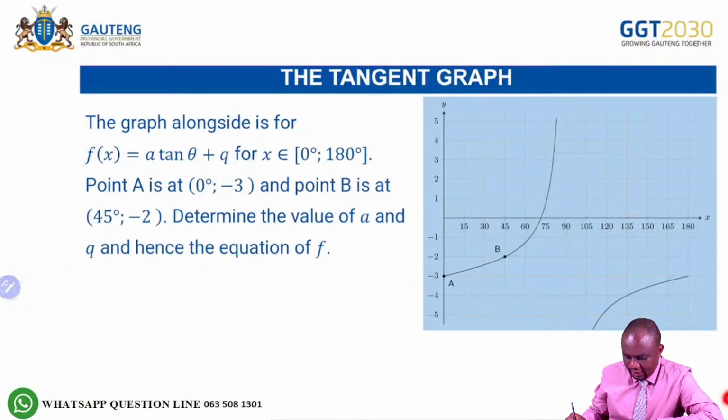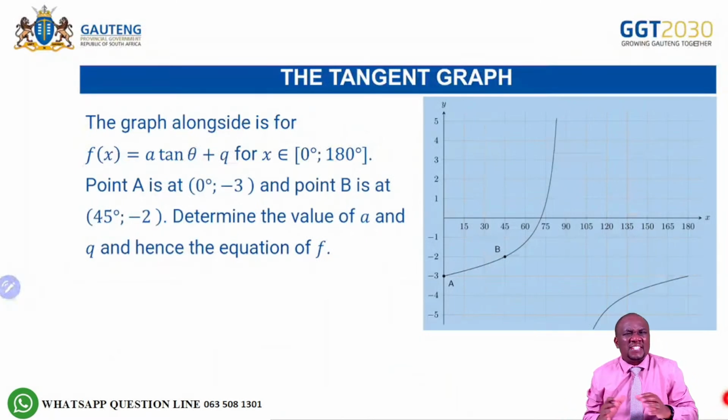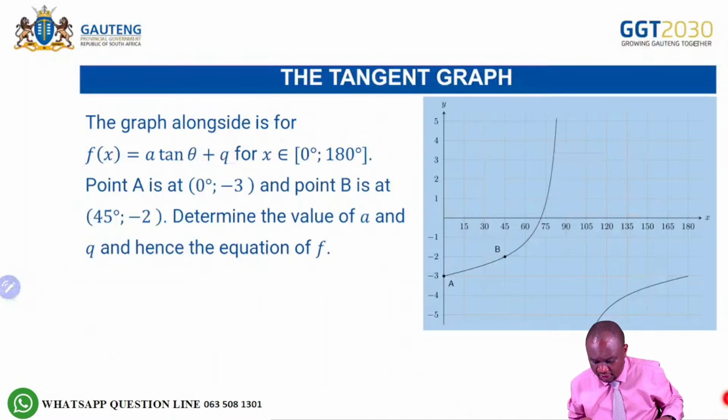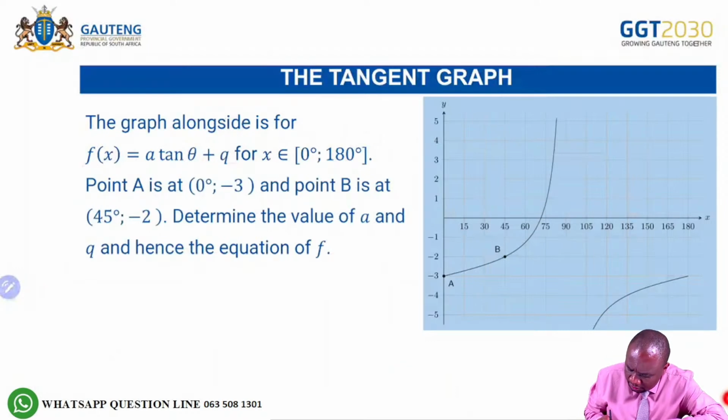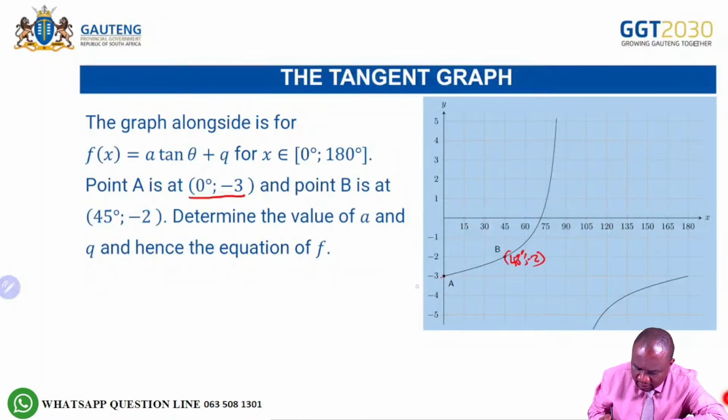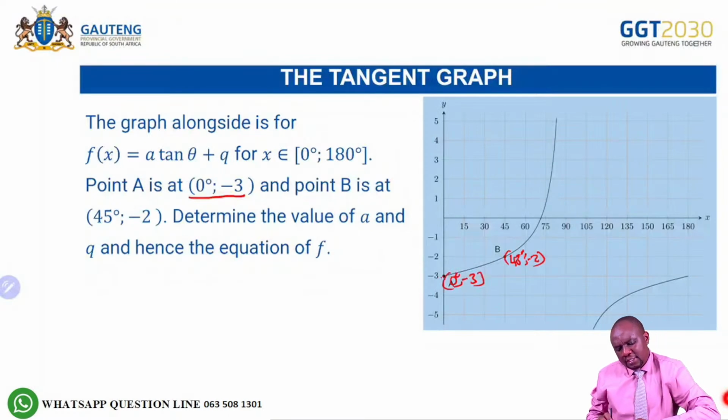Right, welcome back. Let's do this together. It's very safe to use calculations, that's what I discovered. So let's just stick to the calculations and then get our values for A and Q. Right, so we have our point A, which is 0, -3. And then we have our point B, which is 45 degrees, -2. Right, 0, -3. Then let's substitute.